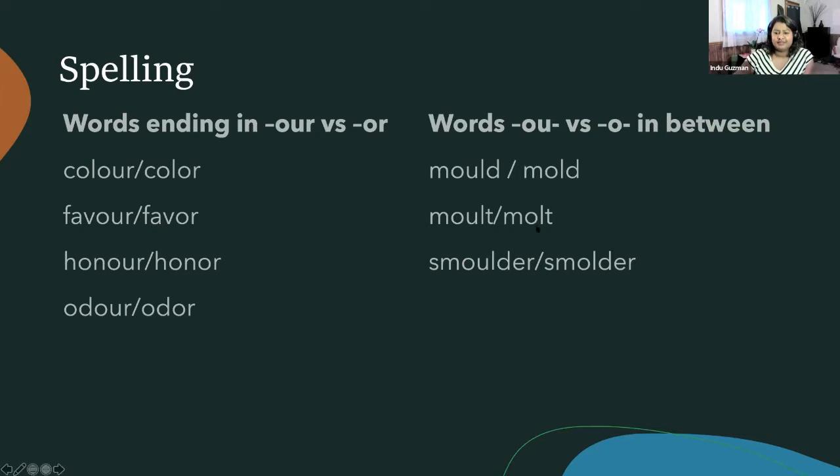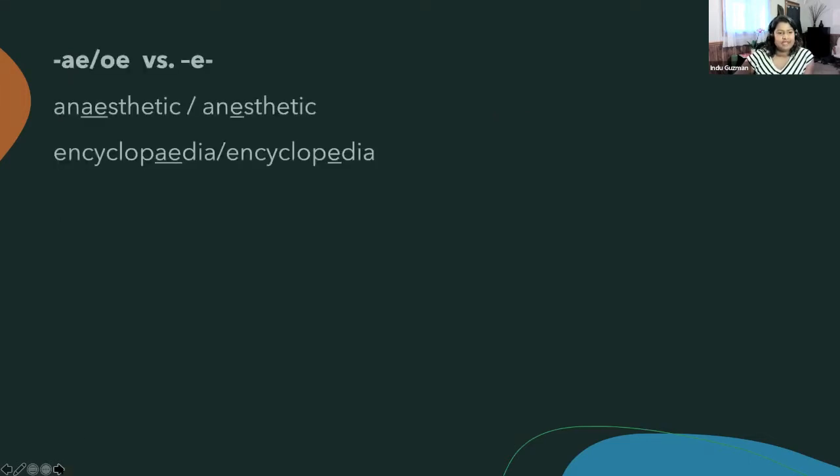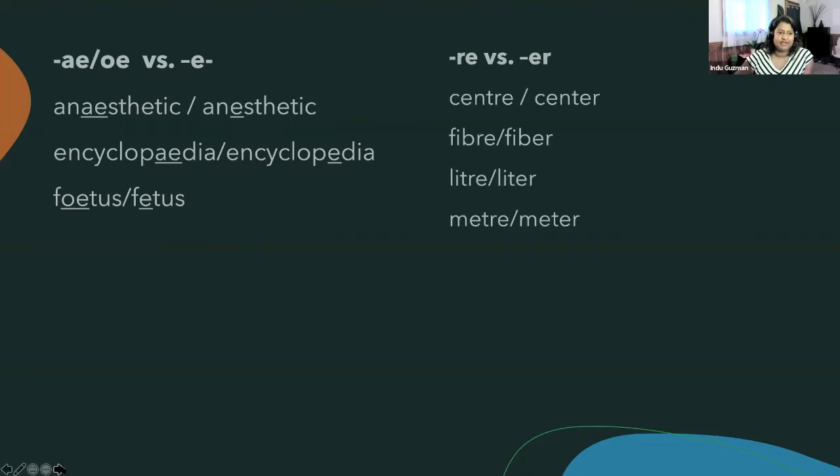Then we have mould, mold, moulder, molder, smoulder, smolder. More words, the AE, for example, anaesthetic, anesthetic; encyclopaedia, encyclopedia; foetus, fetus. And the ER words: centre with the RE, that's British spelling. Center is the American. Fibre, fiber; litre, liter; metre, and meter.